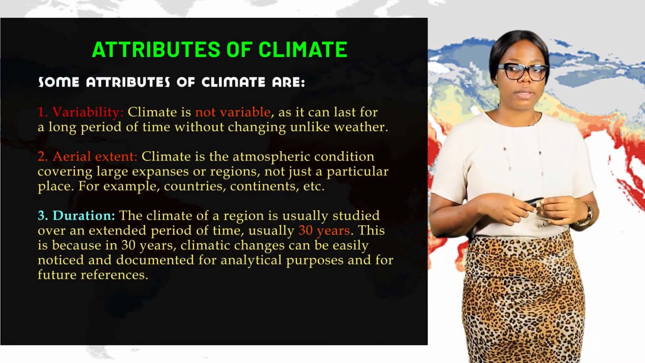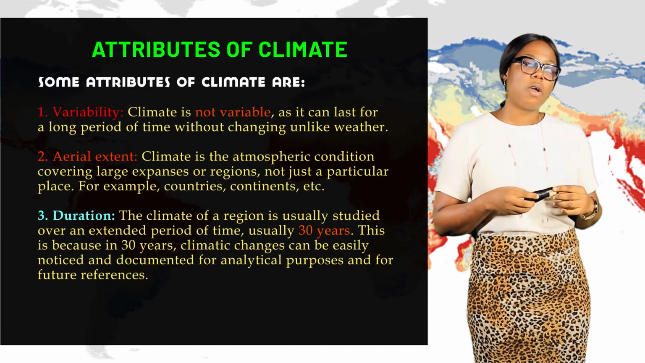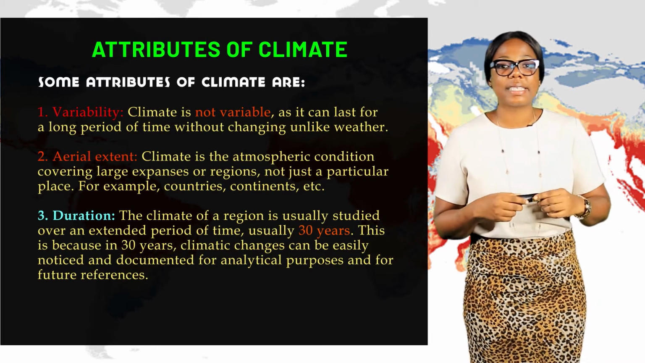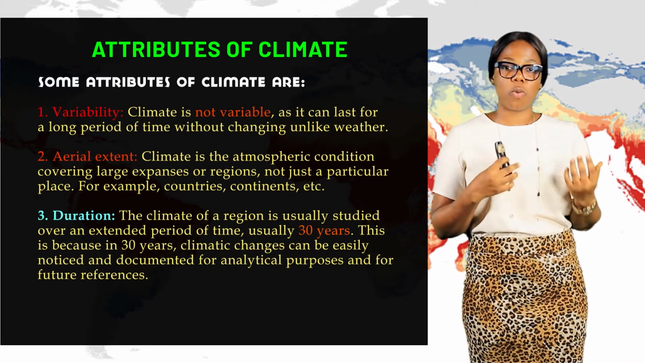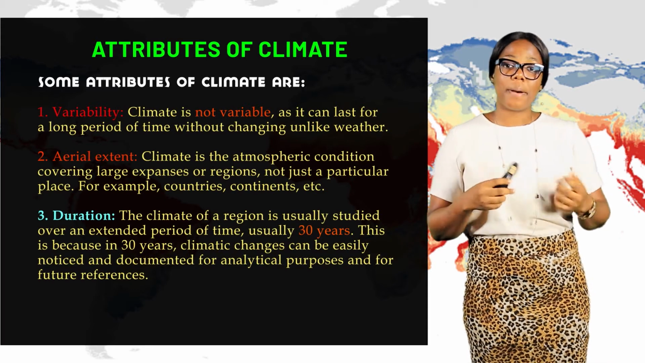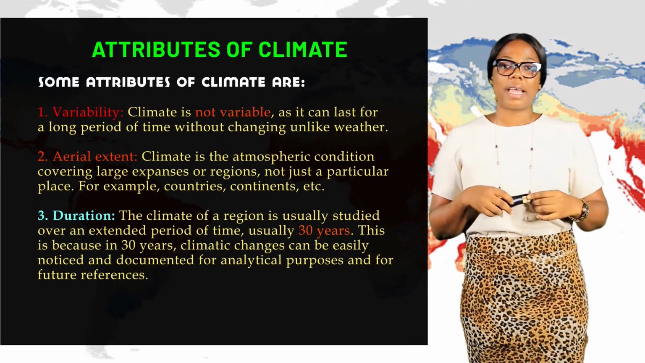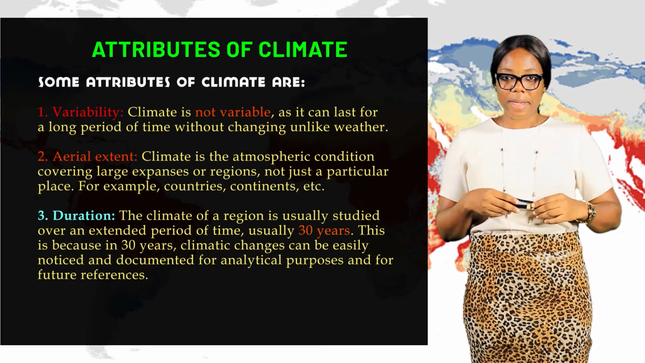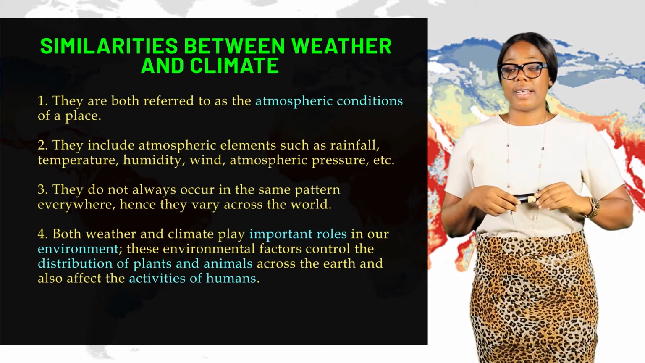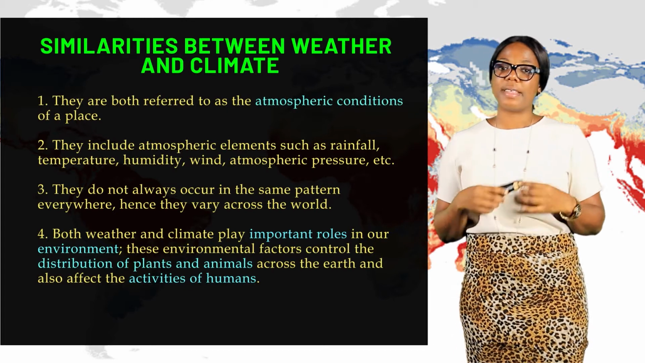Lastly, duration. The climate or climatic condition of a region is usually studied over a long period of about 30 years. This means that in 30 years, different weather conditions can be calculated and compared. These compiled or calculated weather conditions over this period of 30 years can help in telling the climate of a particular region. There are several similarities that exist between weather and climate. We'll be taking a look at some of them in this lesson.